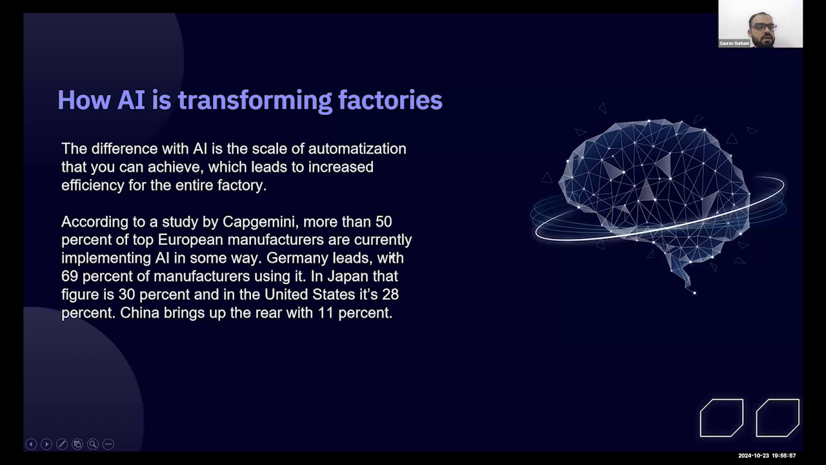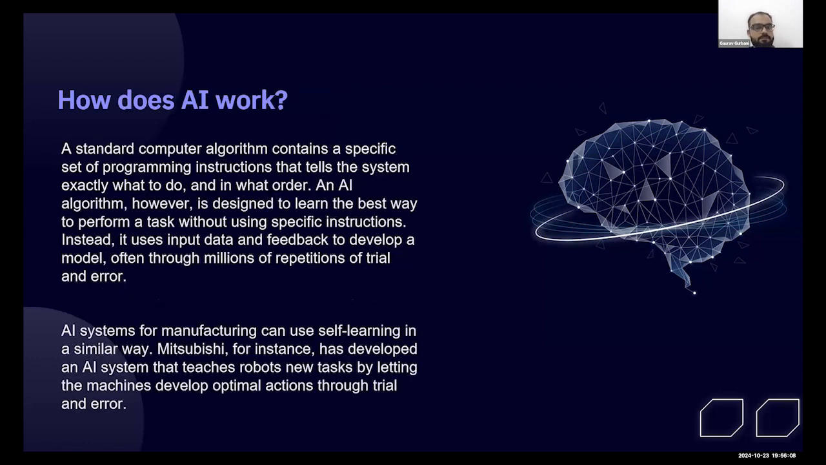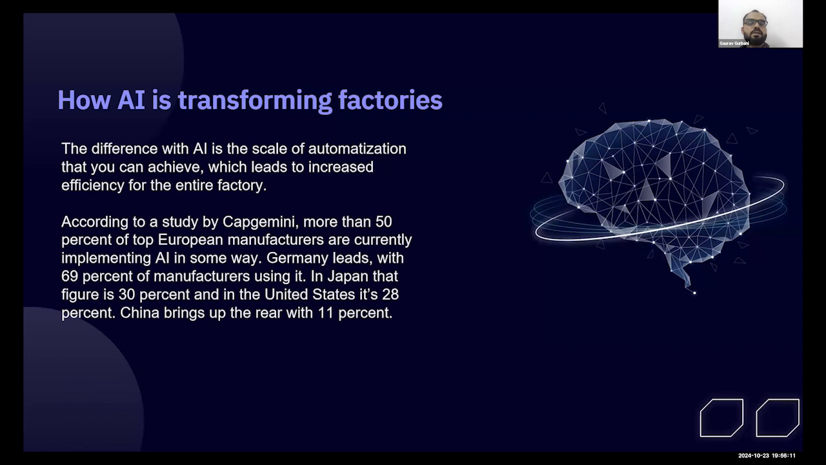According to a study by Capgemini, more than 50% of top European countries, like Germany, as I told you, are using AI and IoT. I told you that Indian companies are moving towards it, but European and German companies have started implementing and using AI and IoT to the full capacity. The US has also started using AI and IoT extensively. Around 28% of automobile industries in the US are using this.